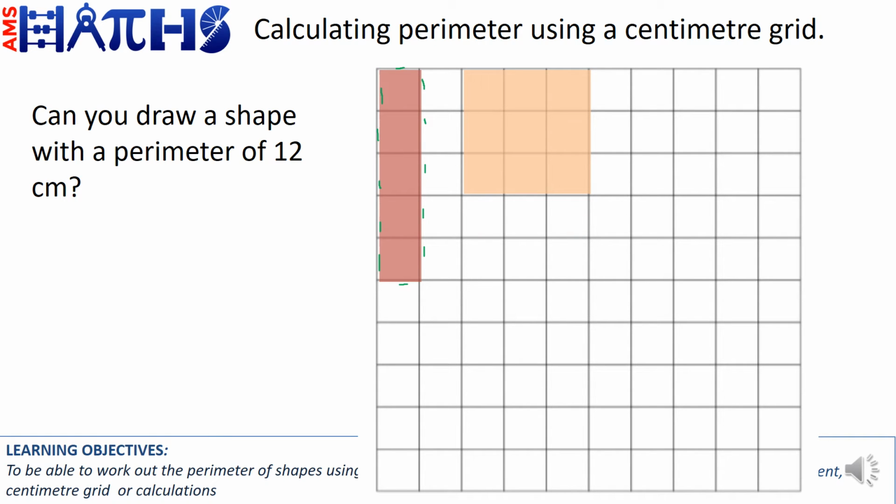Here's another possibility, another, and another. And if you check around the sides, they should all give a perimeter of 12 centimeters. If you do have any different shapes than the ones shown here, just check around the lengths to see if you get a total of 12 centimeters.